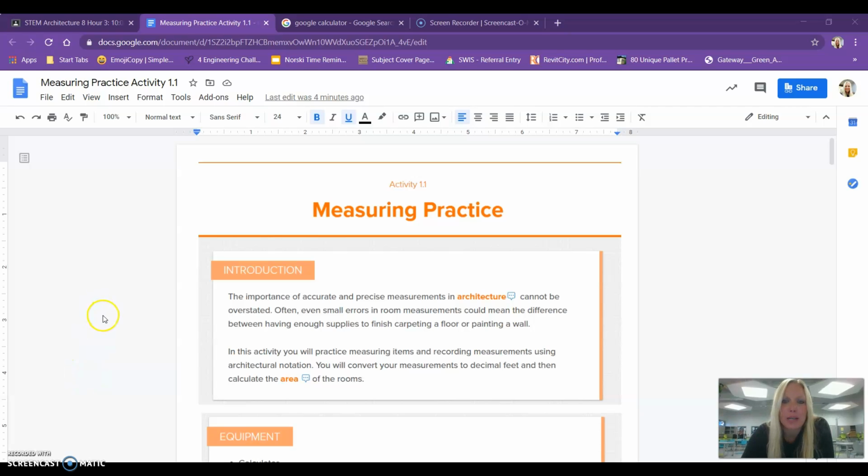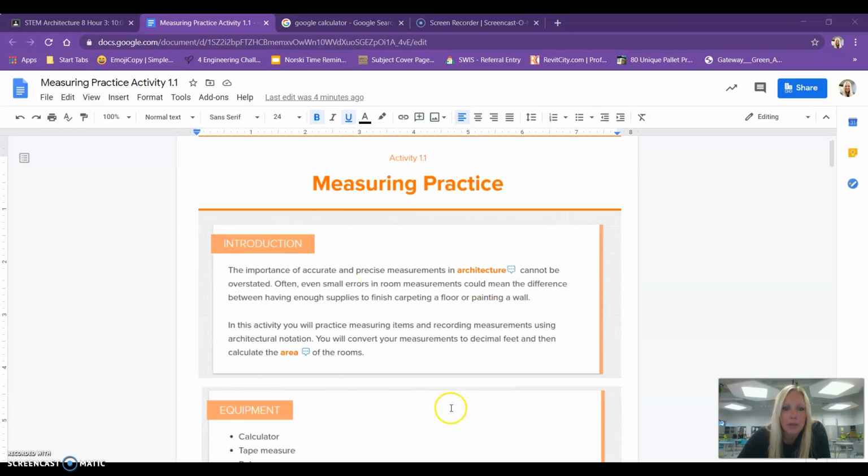I'm going to go over activity 1.1, measuring practice. You do need a ruler or a tape measure. A tape measure would actually be the better option, so hopefully you have one. Otherwise, if you go to the hardware store, they're probably like $3. Super cheap.